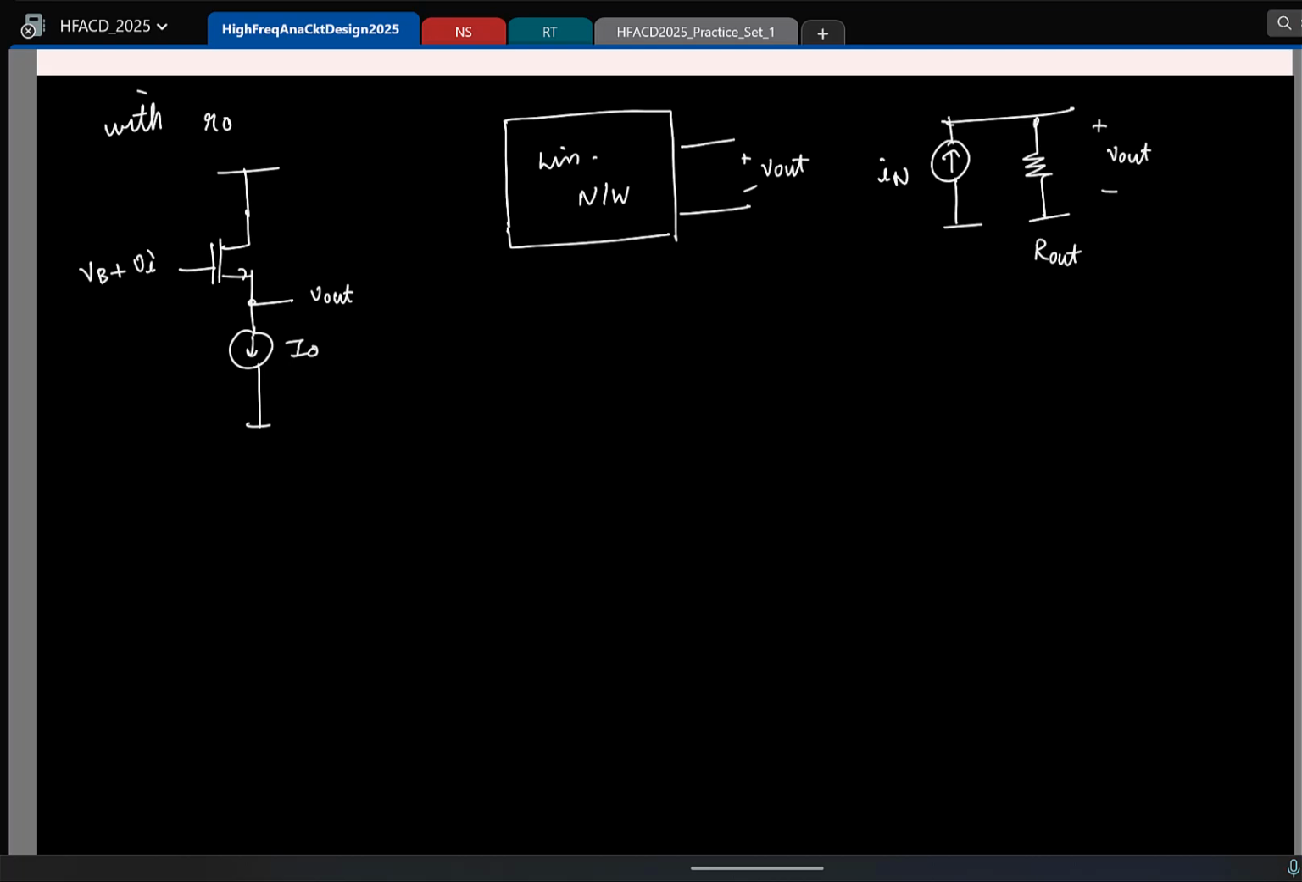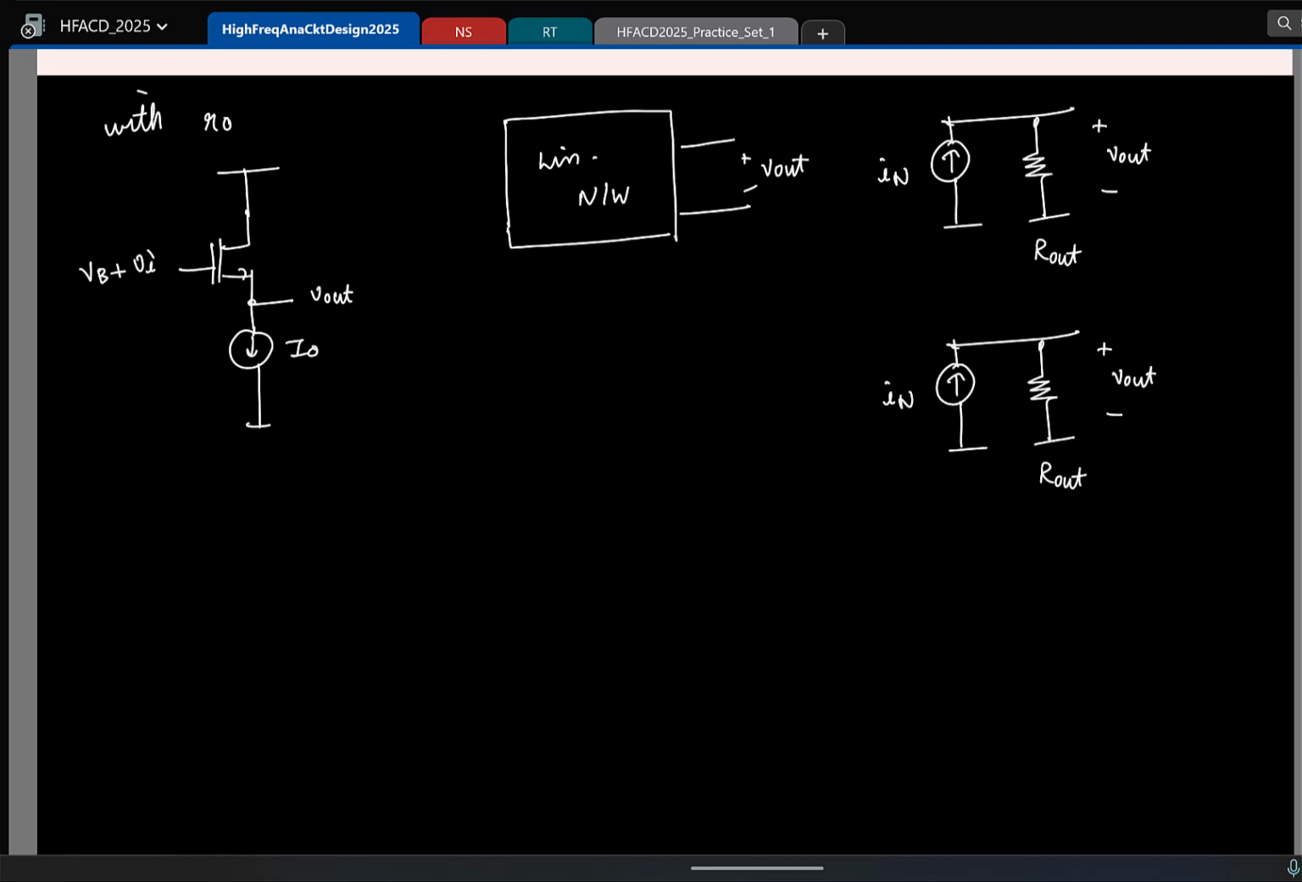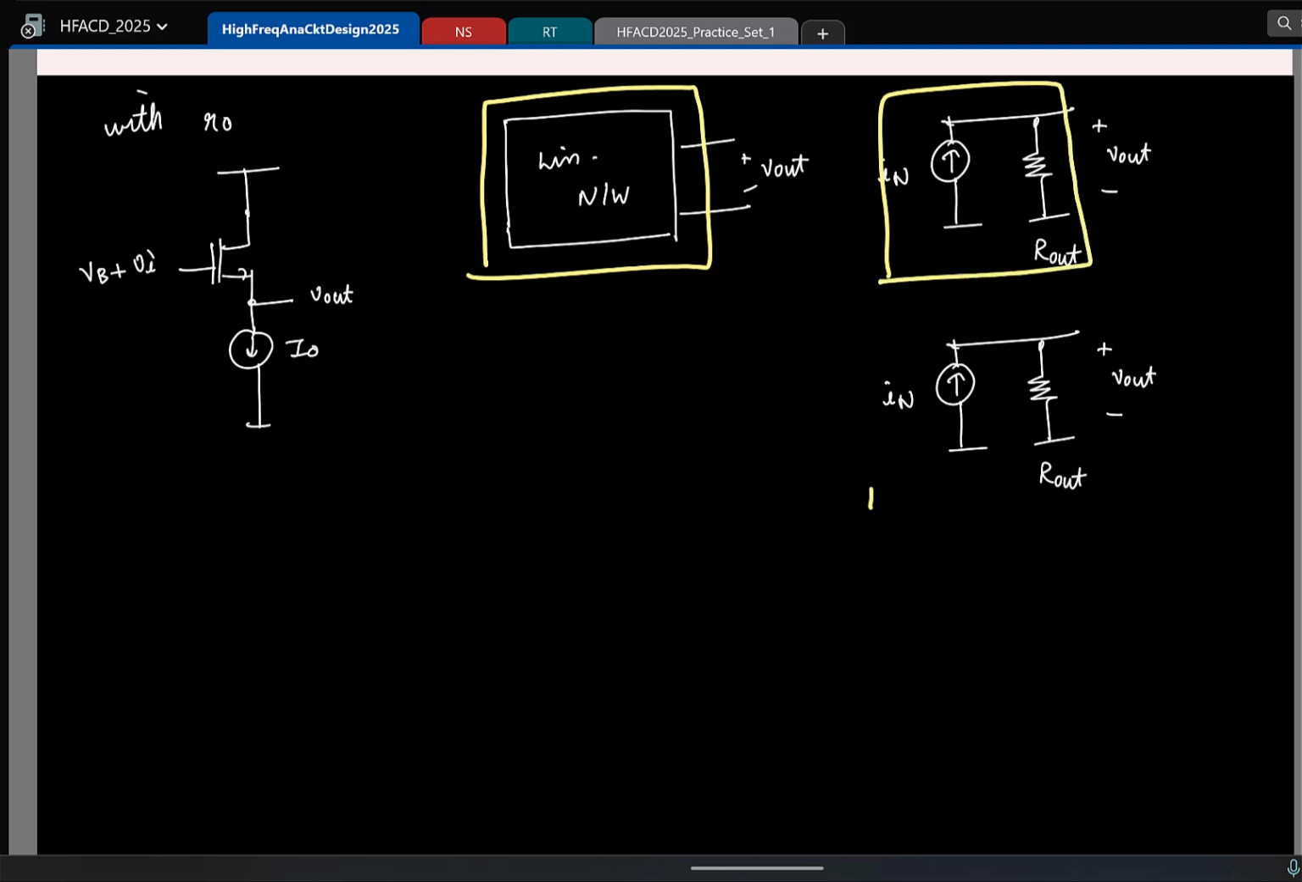Right? Now, how do you find, let's say this is the network you have. So let's say this is what you have, this is the same network, right? So if I were to find the Norton current, what would you do here?